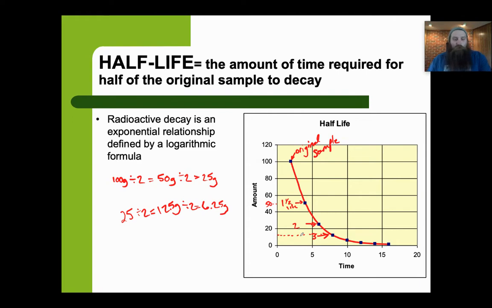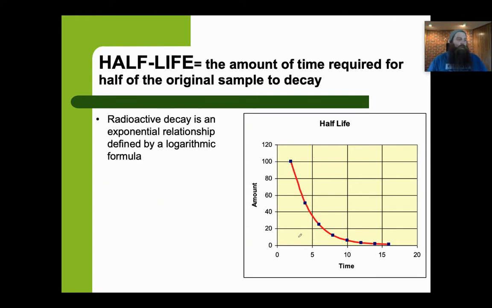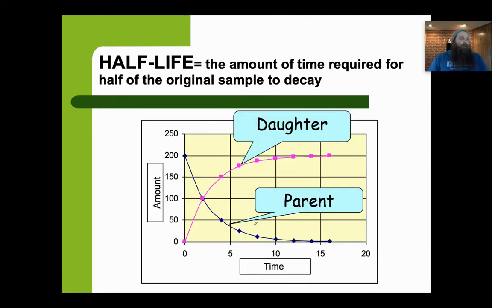Now, in this case, it looks like the half-life is, well, it doesn't give us a unit, does it? So that's not a very good graph. There is a corresponding graph that goes with it called the daughter curve, and it is equal and opposite to the parent curve. Now, I wonder why we might need a daughter curve.